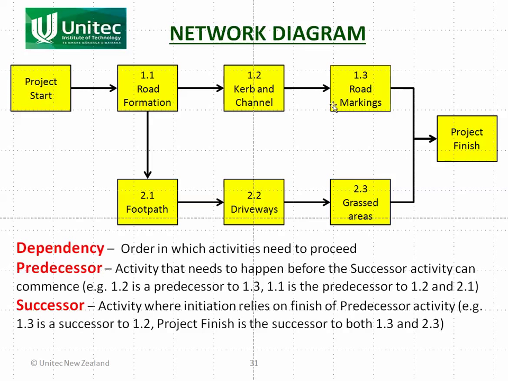Conversely, 1.3 is the successor to 1.2. So after 1.2 is finished, the successor 1.3 starts. Notice that you can have multiple predecessors and successors. So for example, 1.1 is the predecessor for both 1.2 and 2.1. So once this is completed, both of these tasks can start together at the same time. Likewise, project finish is a successor of both 1.3 and 2.3. In this case the project is not finished until both 1.3 and 2.3 have been completed.